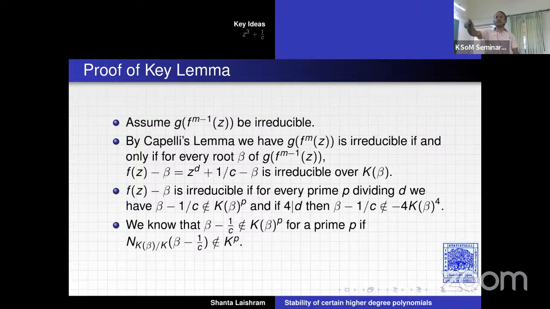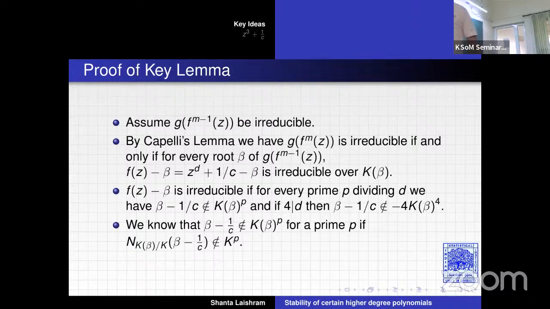Now let's look at f_g minus beta. It's irreducible if for every prime p dividing d, the number beta minus 1 over c is not a p power in K(beta), because f_g minus beta has a very nice form. So if p divides d, then you can write it as c times x^(d/p) to the power p. So if beta minus 1 over c is not a p power in K(beta), and if 4 divides d, then beta minus 1 over c should not be of the form minus 4 times the fourth power of something. And so now we can ask, what does this condition imply?